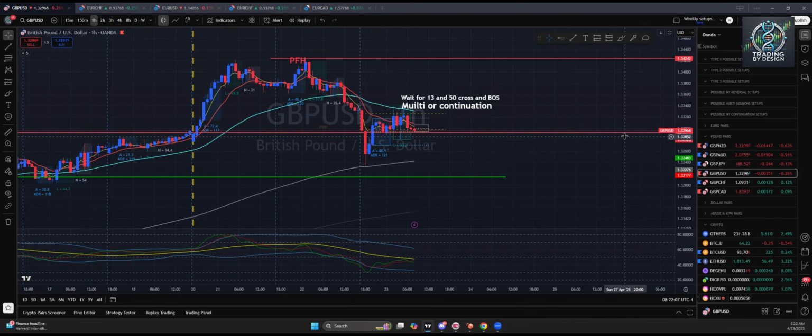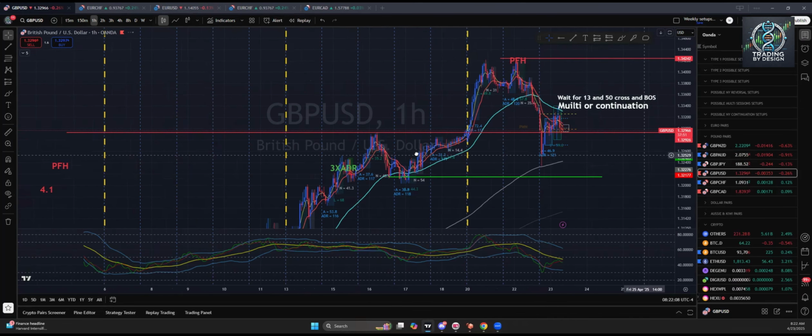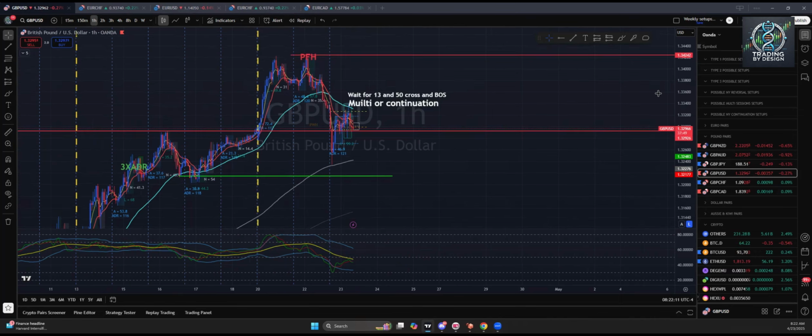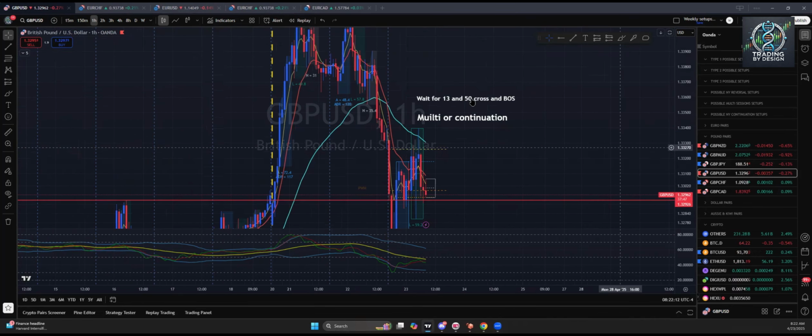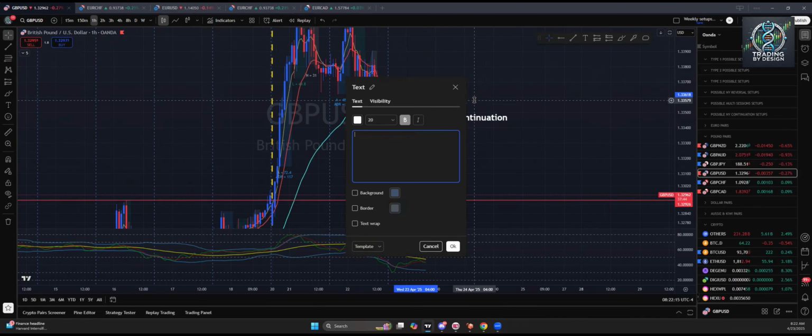Next one we have GBP USD. You can already see a peak formation high created up there. So I am looking for sells.